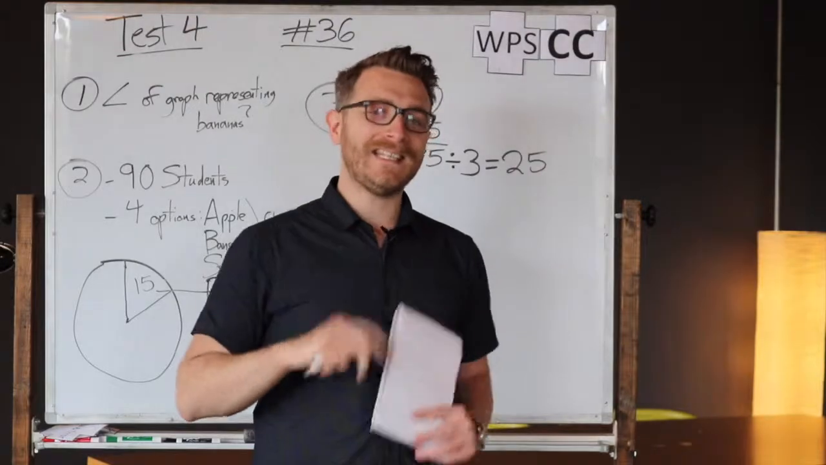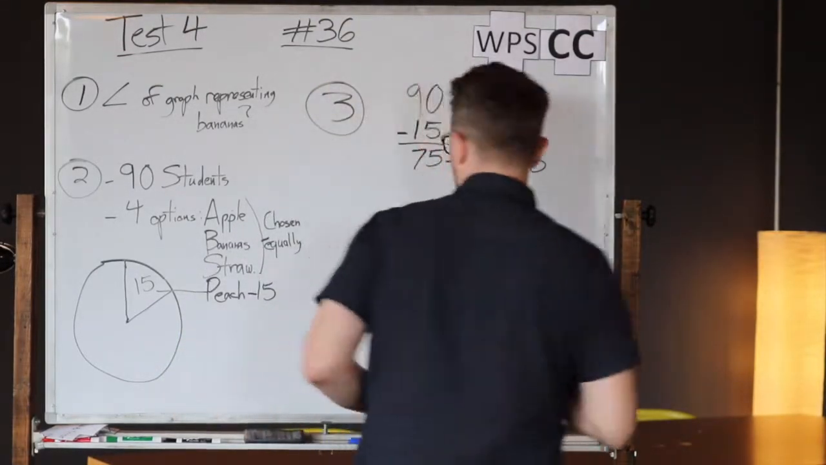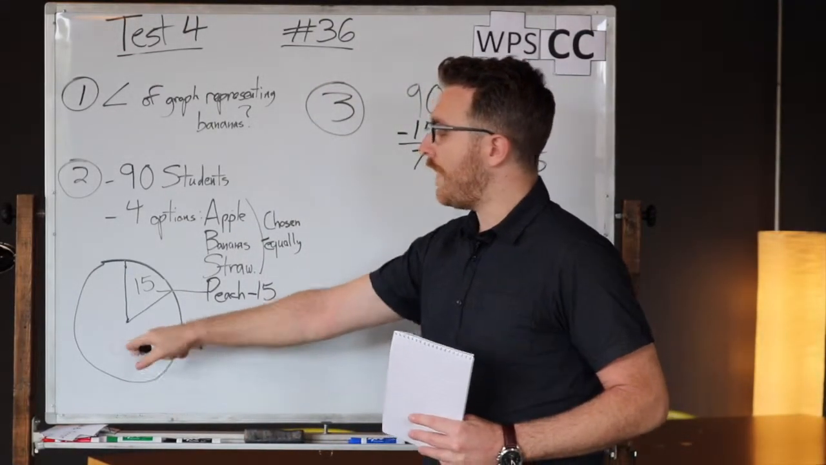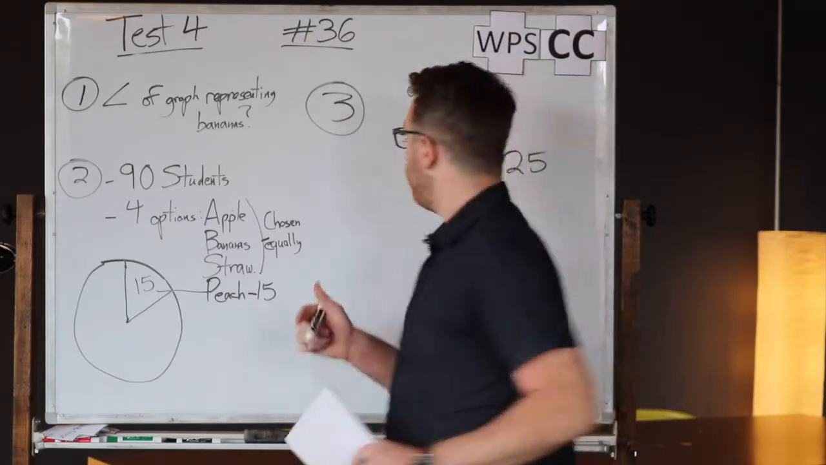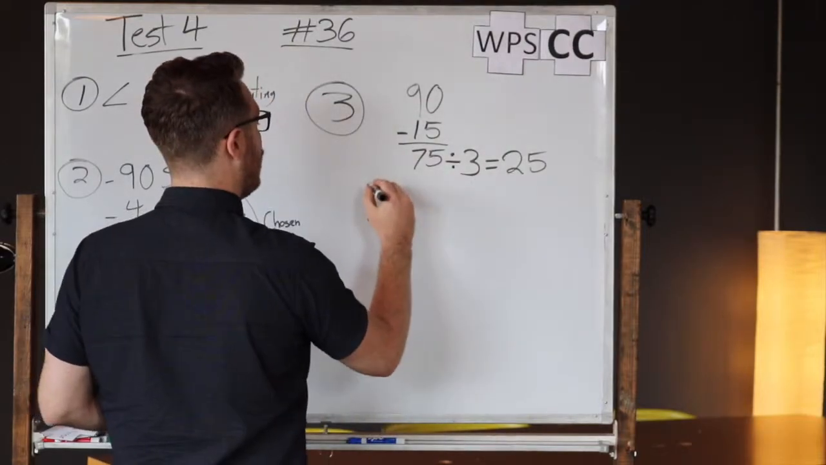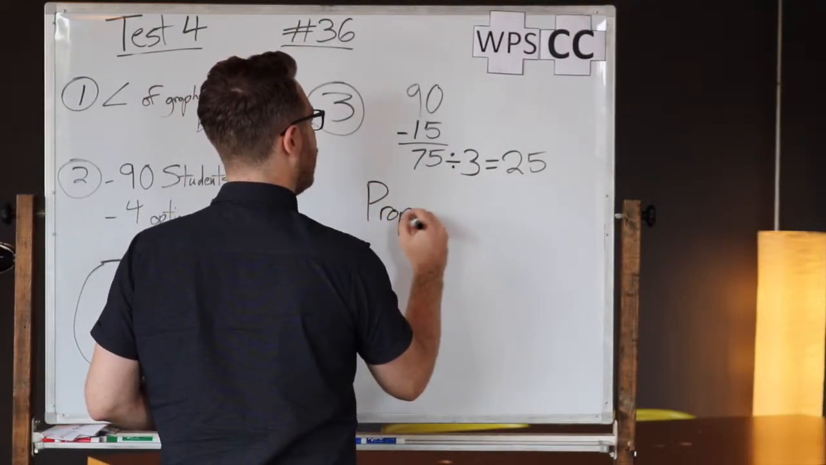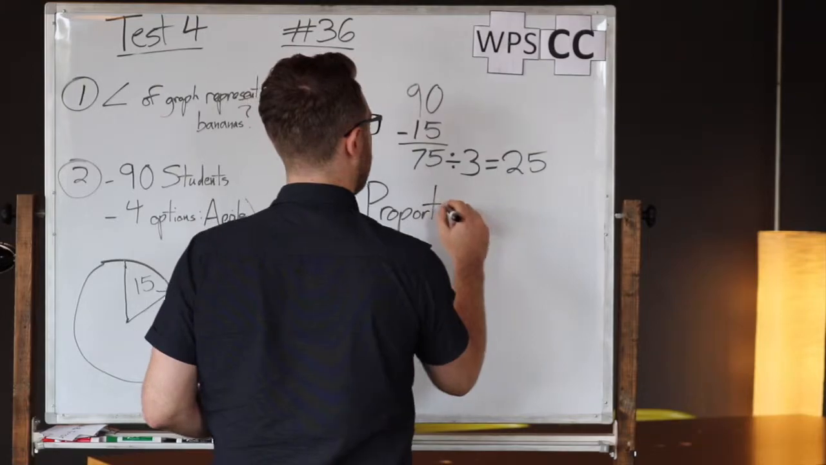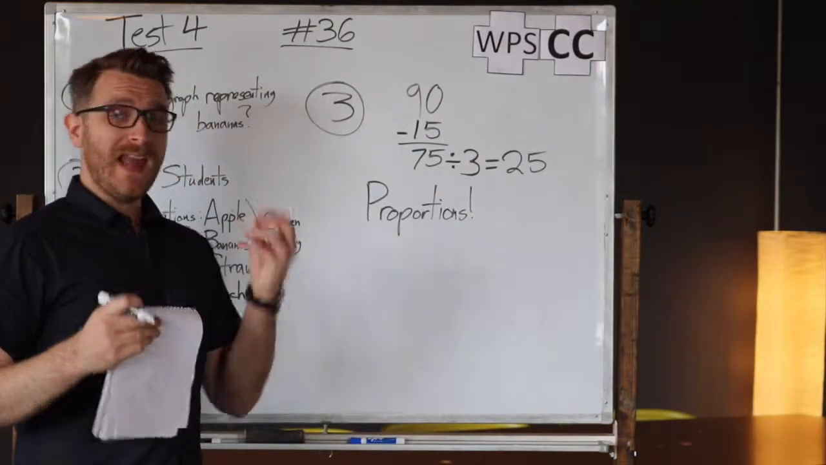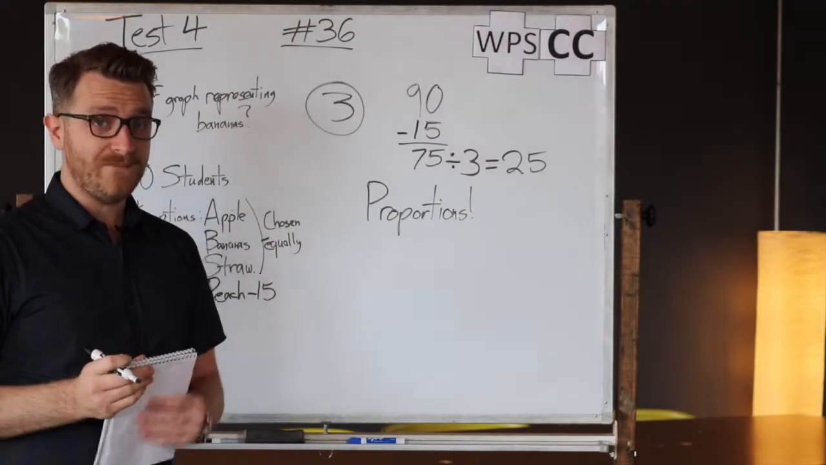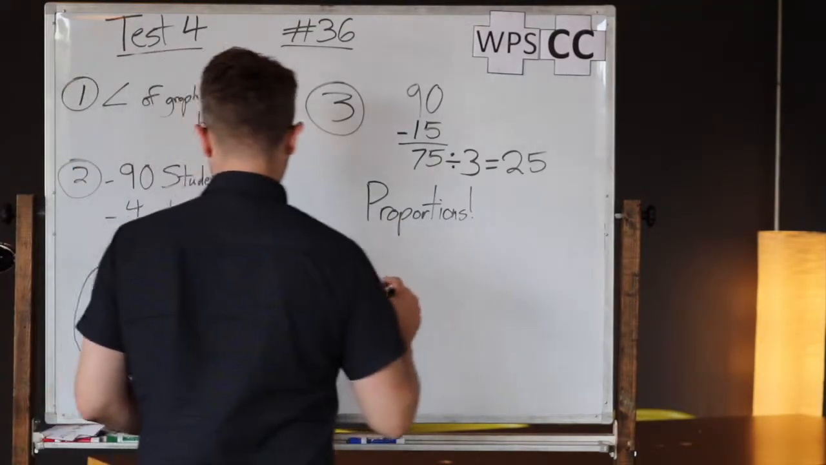Okay, but that's not the answer to our question. We want to find the angle of the circle representing 25 students who liked banana. So what we're going to have to do now, like we do in so many word problems, is we are dealing with proportions. Now, we're going to set up a proportion, but there's an element we don't know, so to solve for that variable, we are going to use cross multiplication.